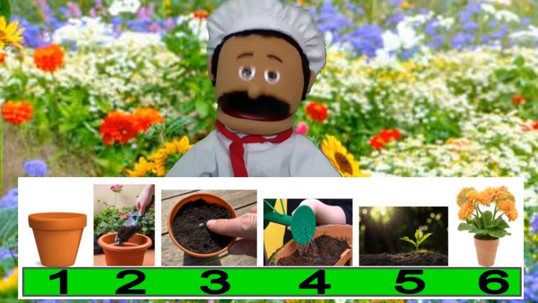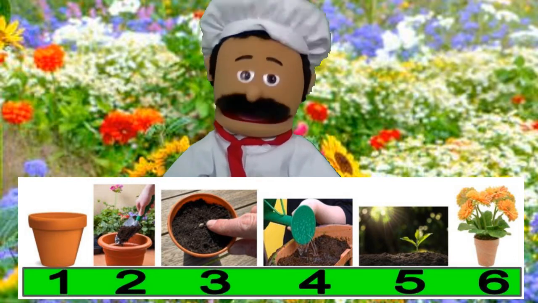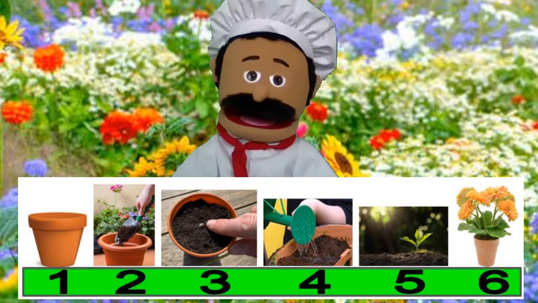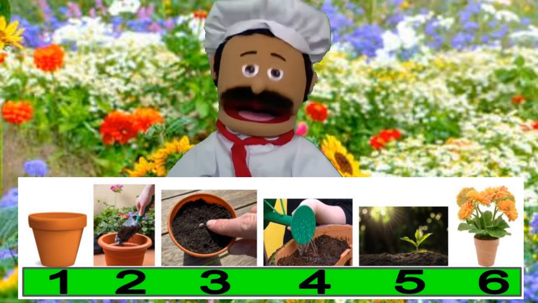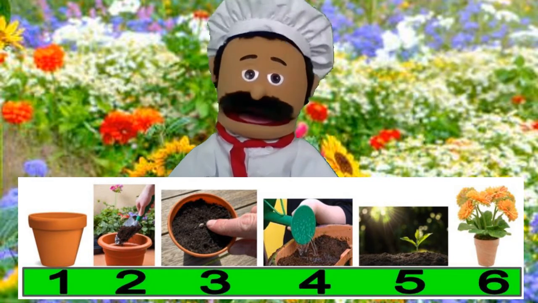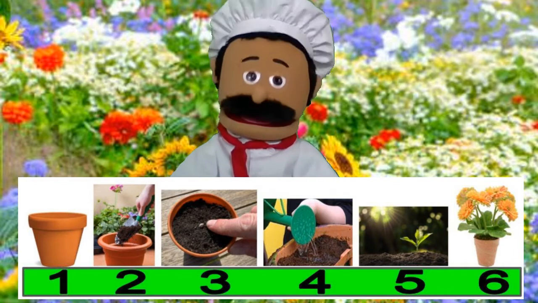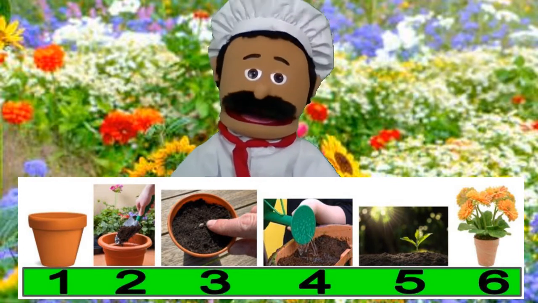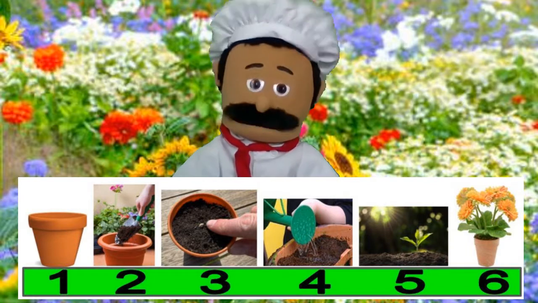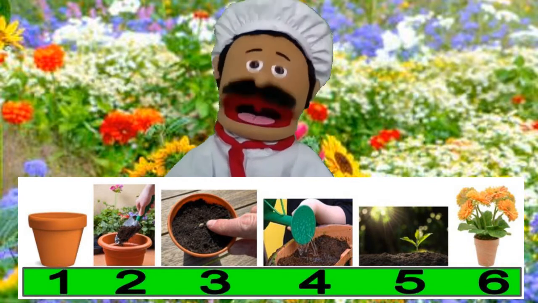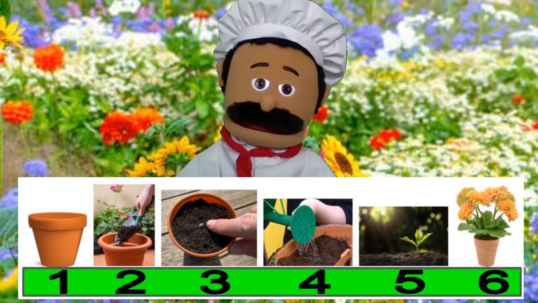Step 1, you need to get a pot. Step 2, you're going to put some dirt in the pot. Step 3, put the seed in the dirt and then cover it up with some more dirt. Step 4, get some water and put some water in the pot. This will help the seed start to grow.